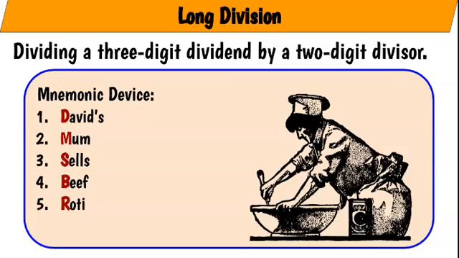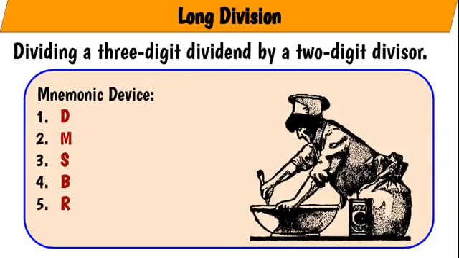Now in working our long division, solving problems, we need to remember steps that we have to use in order to help us solve and arrive at our quotient or answer. We use what we call a mnemonic device. This mnemonic device is David's mom sells beef roti. So this mnemonic device is going to help us remember our steps. So, David's mom sells beef roti.